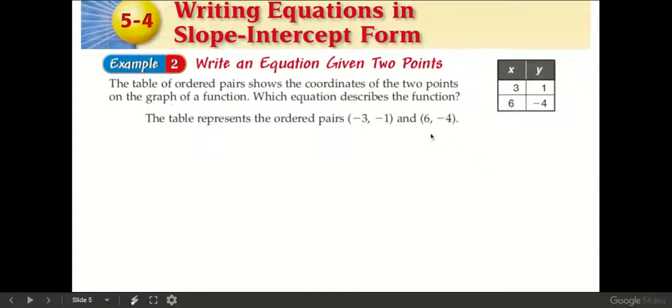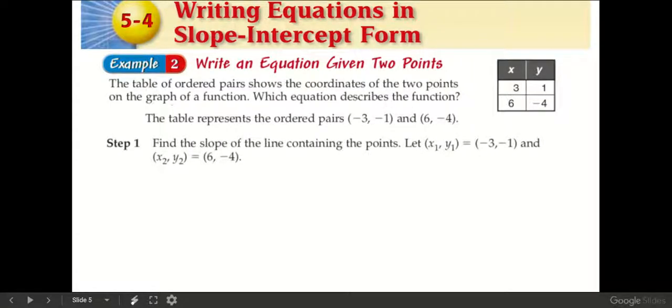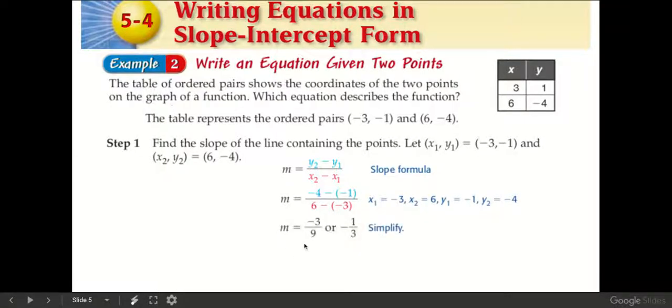So first thing I'm going to do is I need a slope and a y-intercept. Well, I know I have 2 points, so that means I can find the slope. X sub 1, y sub 1, x sub 2, y sub 2. So just take your 2 points and use your slope formula like we did in the first lesson. Subtract the y values from each other, subtract the x values from each other. So -4 minus -1, that's like -4 plus 1, which is -3. 6 minus -3, that's like 6 plus 3, which is 9. So I get -3 over 9. Remember, 3 over 9 simplifies to 1 over 3, and it's just negative. So -1/3 would be my slope.